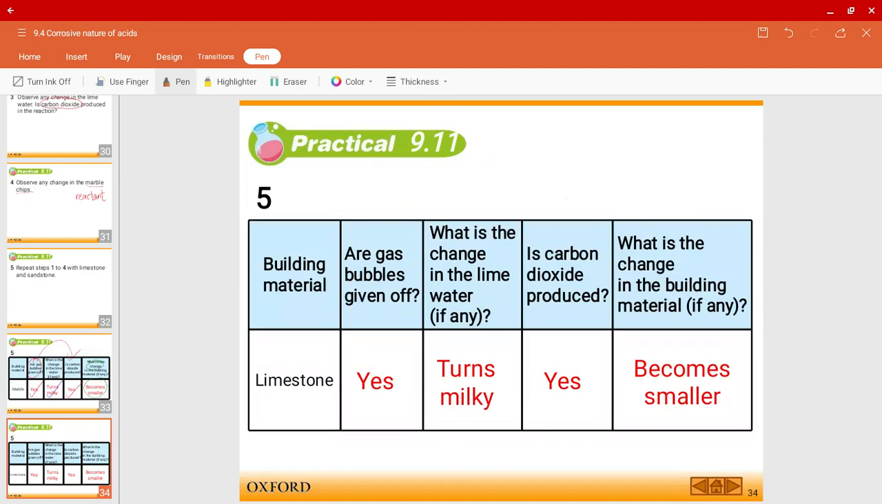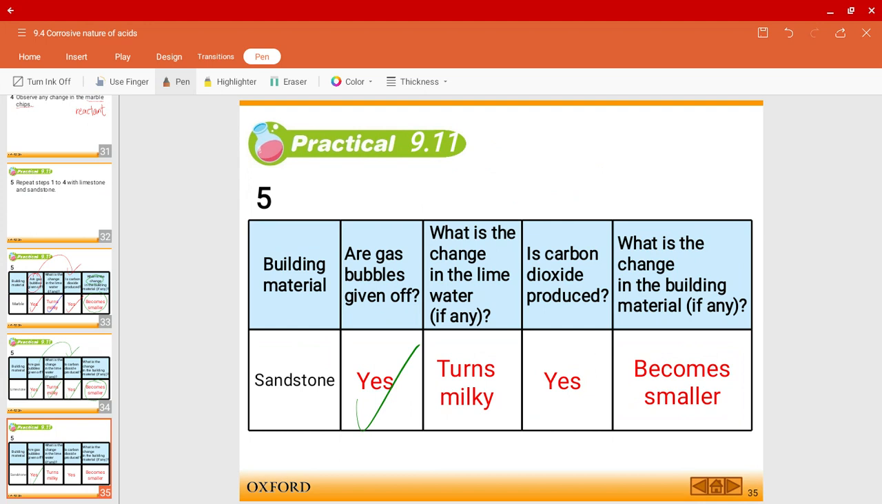Same thing for limestone, because it is also a building material. When it comes into contact with an acid, gas bubbles are given off, and in this case the gas bubbles are carbon dioxide. It turns lime water milky, and the limestone also becomes smaller. For sandstone, also the same. Gas bubbles are given off.